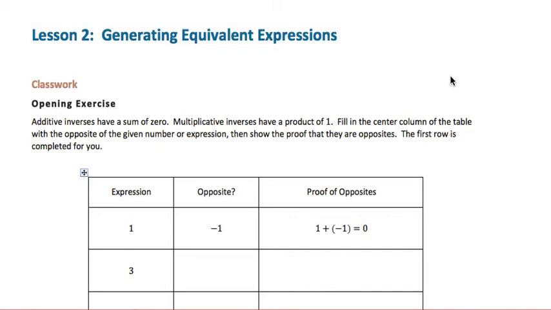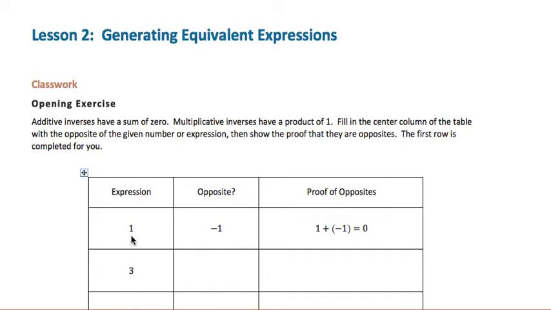In Module 2, expressions, we work more with additive and multiplicative inverses. Additive inverses have a sum of 0. Multiplicative inverses have a product of 1. We're going to fill in the center column of the table with the opposite of the given number or expression, and then we're going to show proof that they are opposites.